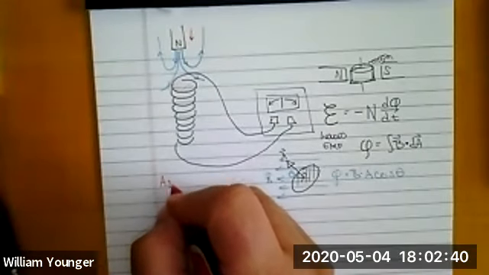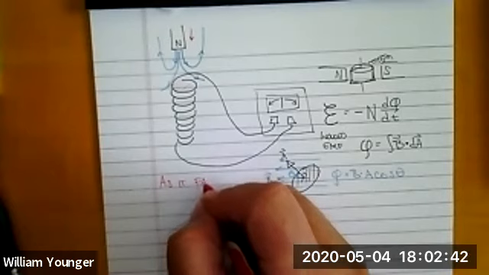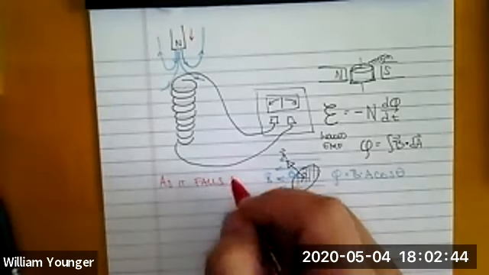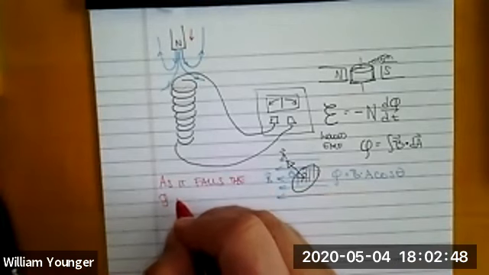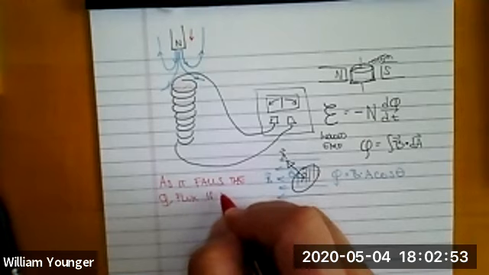So as it falls, meaning the magnet, the flux is increasing.